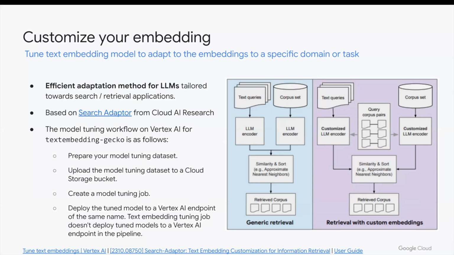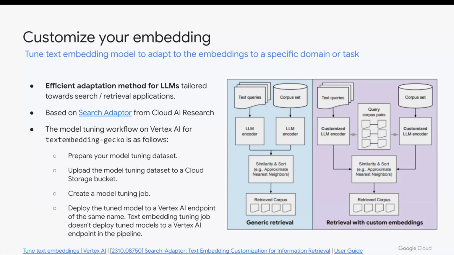So you might be familiar with the left side of the diagram, which is basically you have your text queries and your corpus, and then you have an LLM encoder, which basically does the embedding of the particular query and the corpus. And then you have some sort of a similarity function that calculates how close they are, and then you sort them based on ranking and stuff. And then you finally have your corpus that you can plug into an LLM and do RAG or whatever it is that you want to do, right?